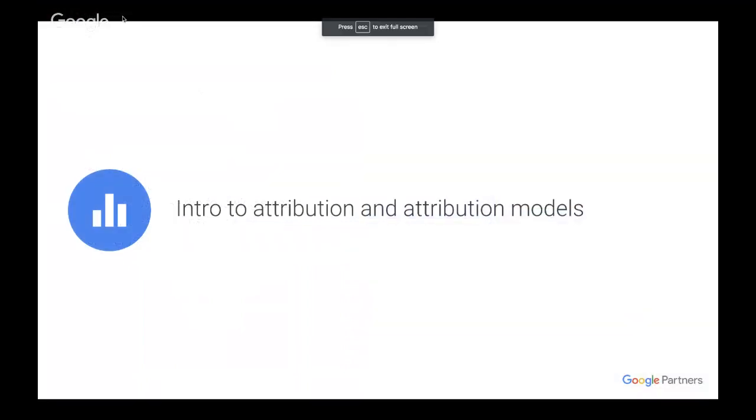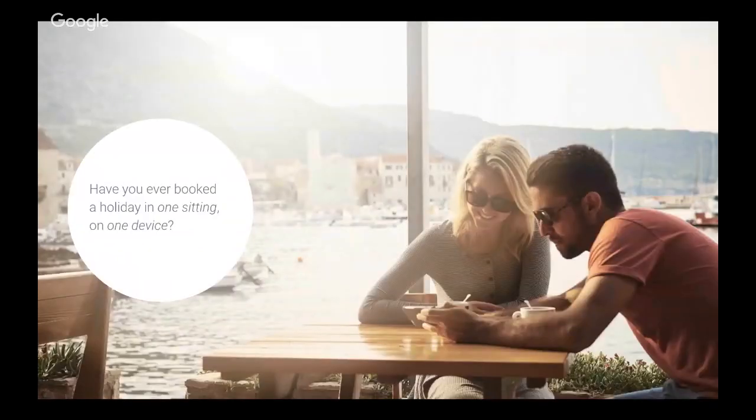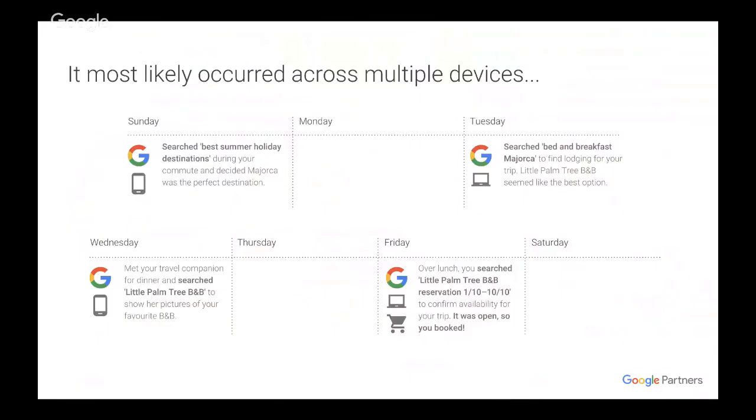Now, what's next? We will go through a little introduction to attribution and attribution models. Before anything else, let's take a step back and put this new user behavior in perspective. For example, when is the last time you booked a vacation? And think about if you did it all in one big search session or on one device. Chances are it probably occurred across multiple devices, right? These super fragmented, complex journeys are not uncommon in today's world.